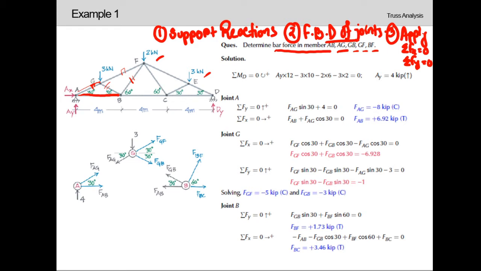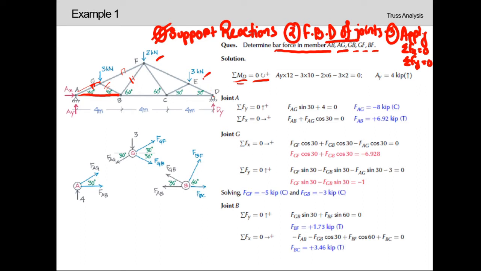According to our steps, the first one is determining the support reactions. Here we can see this is a pin support, which means it will have two reactions, AX and AY. We can see a roller support at point D, so it will have only one vertical reaction, DY. Now applying summation of moment at D, summation of MD, considering clockwise as positive. The forces that create moment at point D are the 3 kilonewton load.